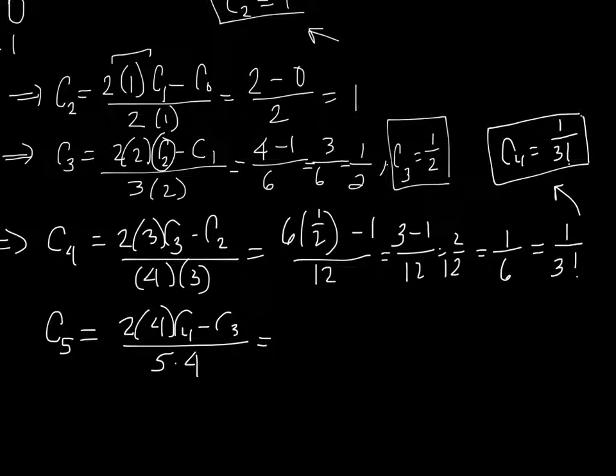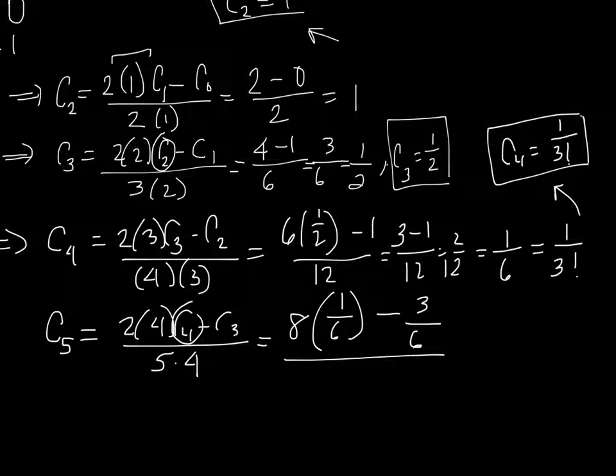Okay, so 2 times 4 is 8. C4, well, we just found C4. It was 1 sixth, or 1 over 3 factorial. So let's just write 1 over 6. Minus, let's see, 8 times C3, and we can just write that as 3 sixths. That's a half. 5 times 4.